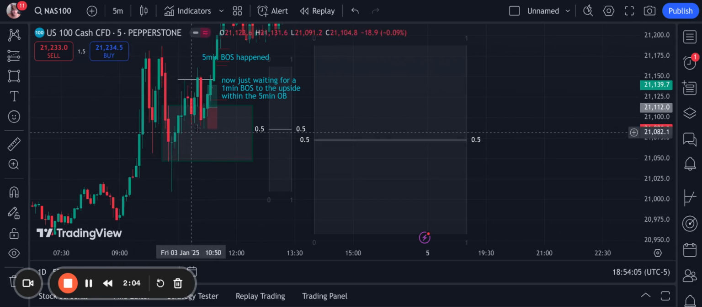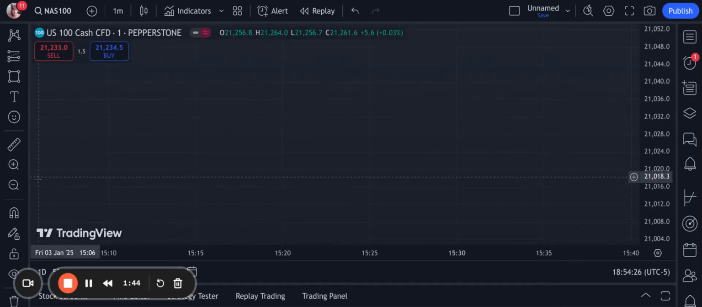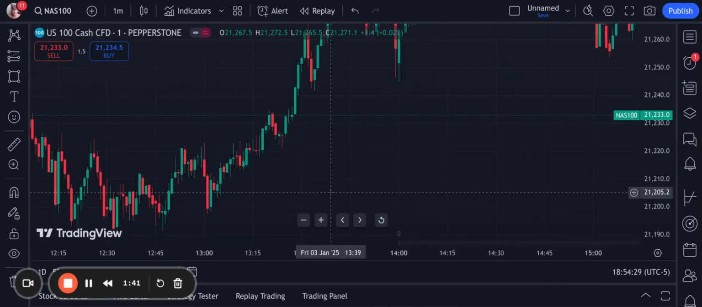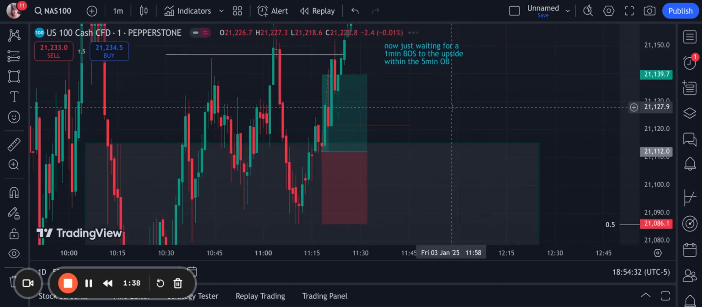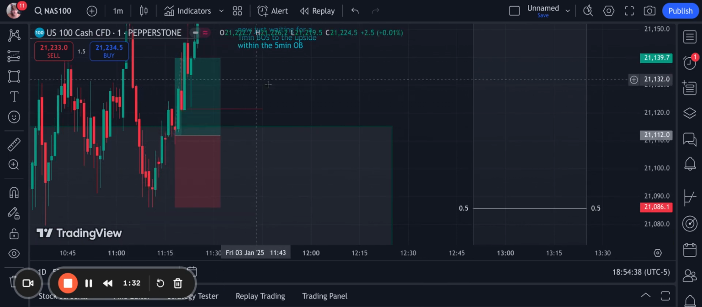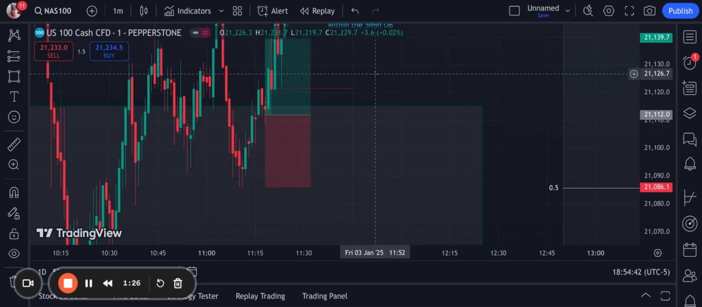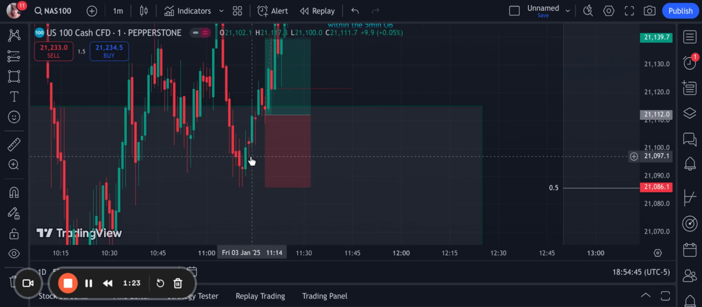But anyways, if price enters into this order block, I can scale down to the 1 minute time frame and wait for a break of structure to the upside within this 5 minute order block, and that's exactly what I did instead of having to wait for the 5 minute candlestick close. So this was the area where price started showing bullish 5 minute candlesticks. Then price gave me a 1 minute break of structure right here.